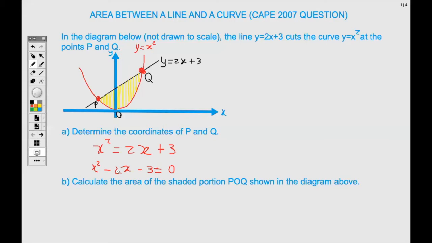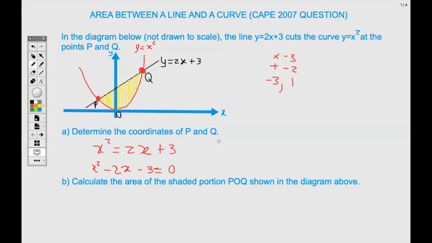Now I'm going to factorize. So I need to find two numbers that multiply to give me negative 3. So let me go ahead and write it. And we need two numbers that add to give me the coefficient of x, which is negative 2. So the number is negative 3 and positive 1, because negative 3 times 1, that's negative 3, and negative 3 plus 1 gives me negative 2.